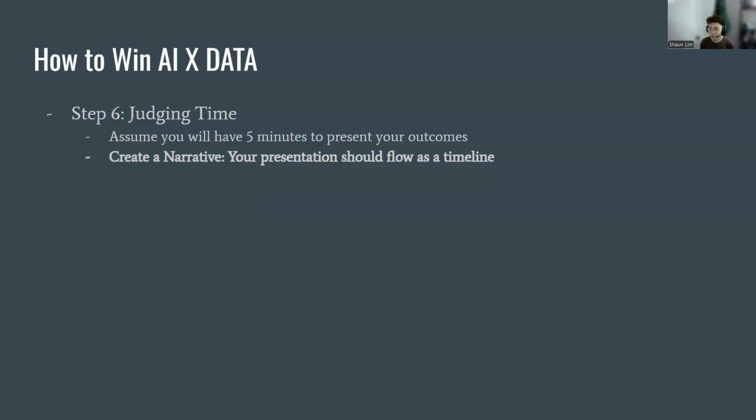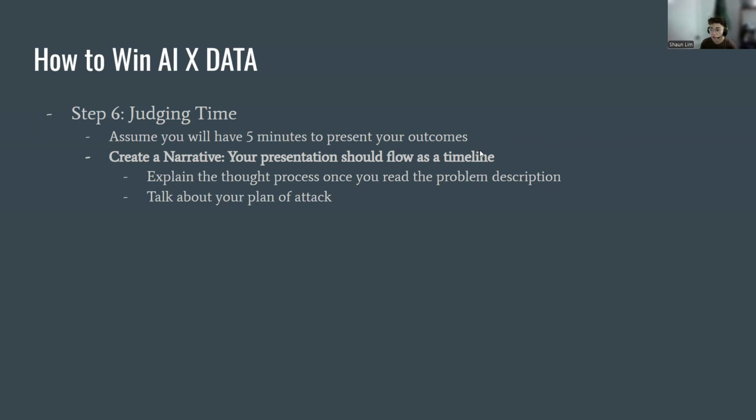That'd be horrible. Don't do that. It should flow like a timeline of what you did, and I'm gonna get into it right now. But first thing you should do, I would recommend, is to explain the thought process once you read the problem description. So, first thing you should do is be like, okay, so we looked at the problem description, and so this is what we were thinking, and then start talking about your plan of attack.